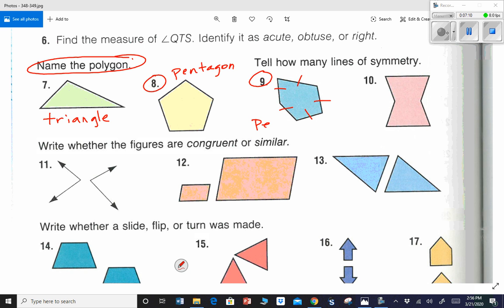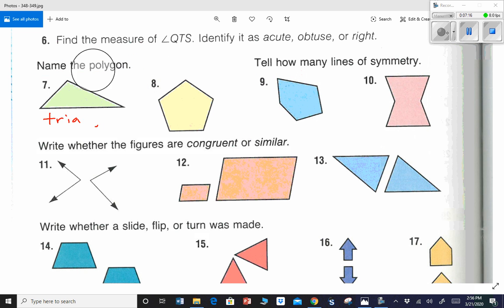Oh, I guess we got new directions there. Number 9 says to tell how many lines of symmetry. Is there any place where you could take number 9 and fold it in half and the two halves would be the same? I think the answer to that is no. So there are 0 lines of symmetry.